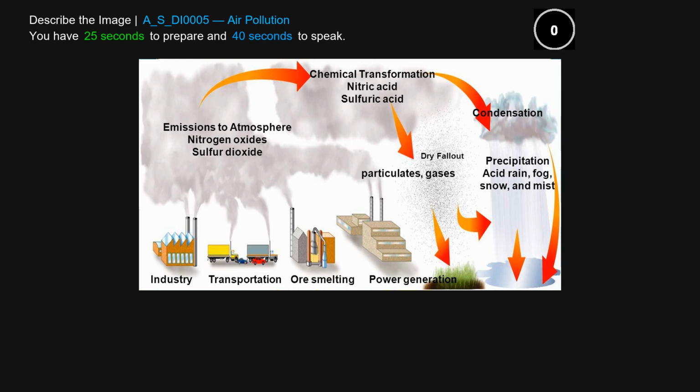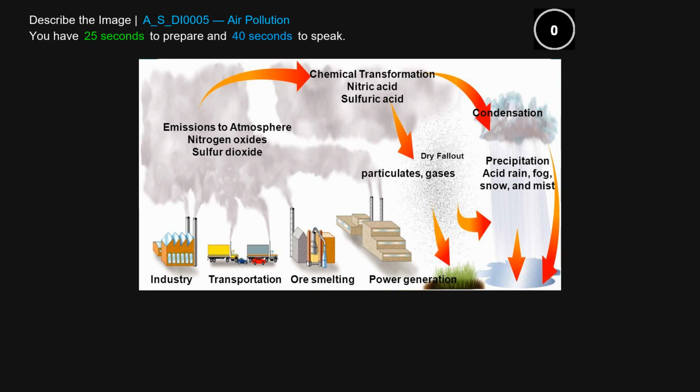This picture gives some information on the topic of this image, a flow chart. The first one is industry going to emission to the atmosphere, nitrogen oxide and sulfur oxides, and the second is chemical transformation, nitric acid and sulfuric acid, and condensation. The last one is precipitation, acid rain, fog, snow, and mist. The dry fallout, particles, gases, power generation or smelting, transportation. To conclude, the image provides information about a flow chart.